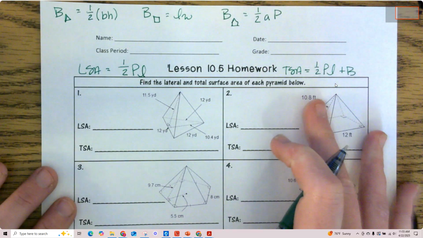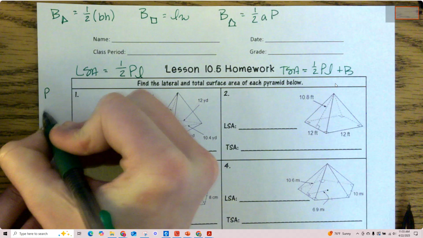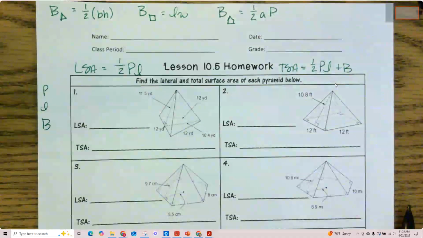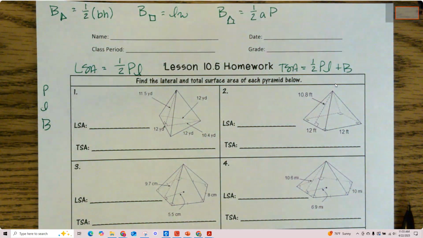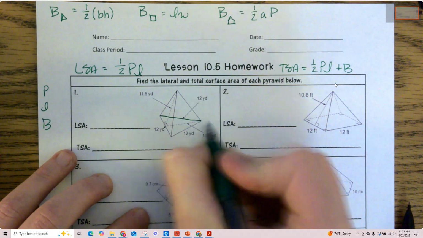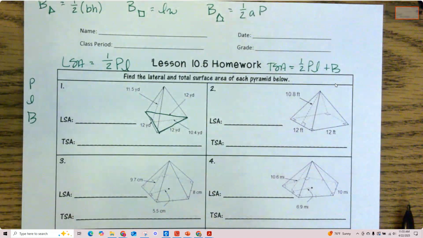Okay, so for these, you're going to need perimeter, you're going to need slant height, and you're going to need big B. Again, that big B is going to change. All right, so perimeter. The base is the only one this rule doesn't work with, is the triangular pyramids. Triangular pyramids, it's the one it's sitting on. Whichever one's on the bottom, that's your base.